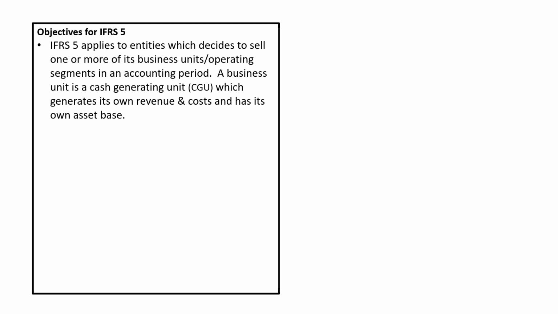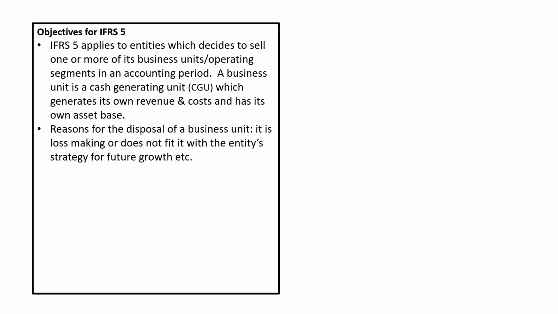So, what are the objectives of IFRS 5? IFRS 5 applies to entities which decide to sell one or more of its business units or operating segments in an accounting period. A business unit is a cash-generating unit which generates its own revenue and cost and has its own asset base. It is very similar to an investment center in management accounting.